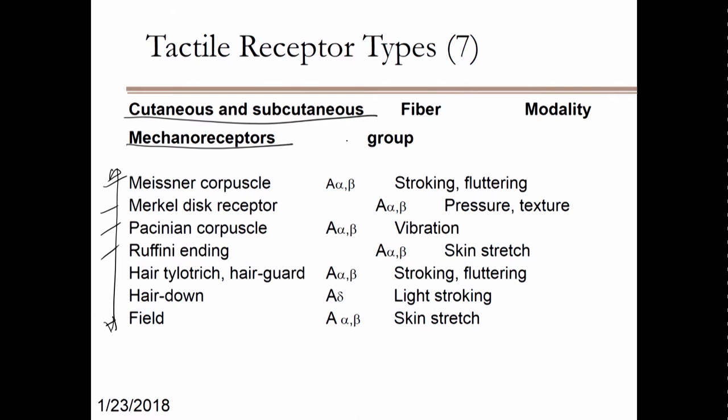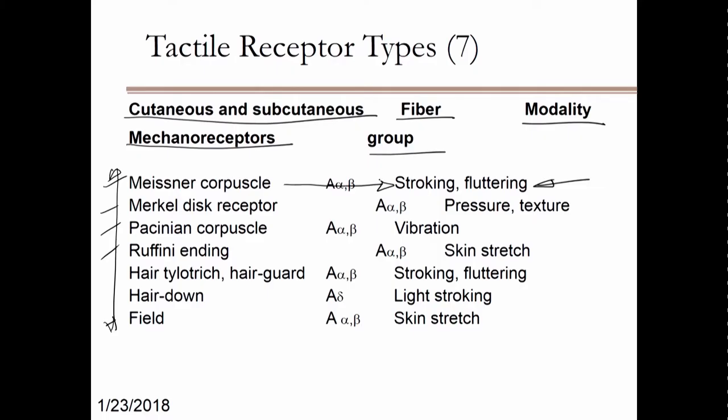Each of the sensors also has different nerve fibers, we will see, but the modality is what it is sensing. Each sensor is a specialized sensor, specializing for a certain stimulus energy. For example, Meissner senses stroking, which is a very slow movement, and fluttering, which is a very slow vibration. Merkel senses the pressure and the texture. Your shirt is applying a certain pressure on your skin, and that is actually felt by Merkel. You may not realize it all the time, but when you start giving attention, you can see that the shirt is applying a certain pressure on your body. That is sensed by the Merkel receptors.